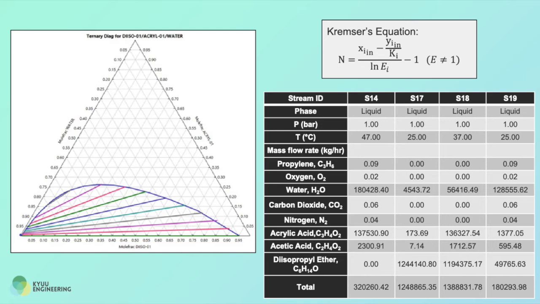As you can see from the table, the operating pressure is 1 bar for all streams, while the temperature varies because there are 6 stages. Furthermore, the mass is also balanced, as the feed inlet stream 14 and solvent inlet stream 17 are equal to extract stream 18 and raffinate stream 19.